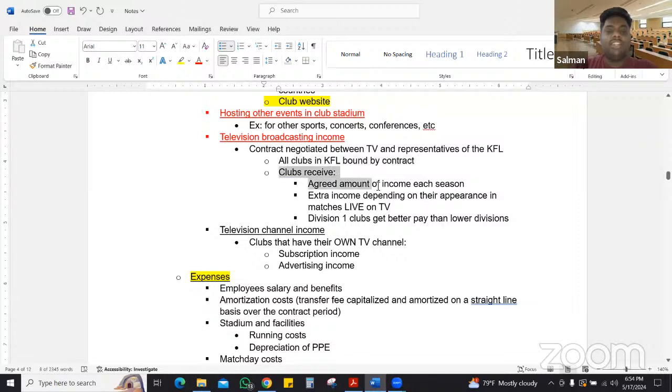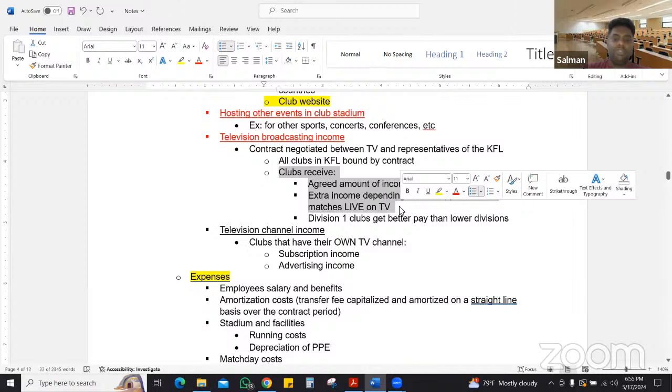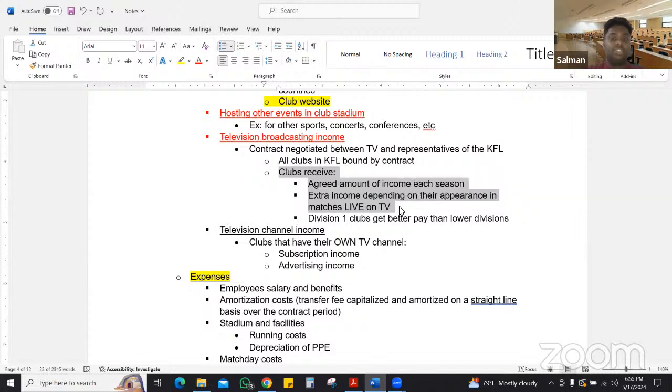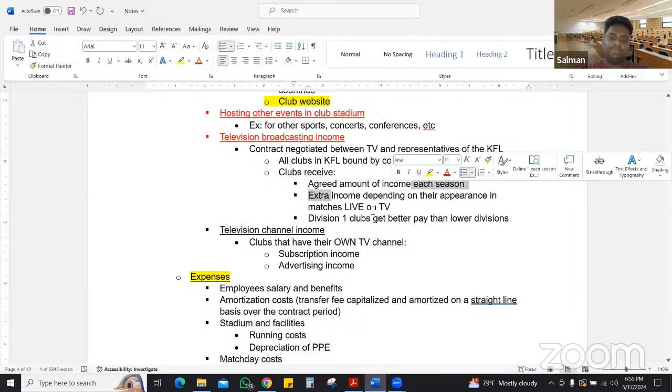The clubs receive an agreed amount of income each season. The TV channel pays the league and the clubs receive an agreed amount of income each season. Extra income will be obtained depending on the appearance in matches live on TV. Now see, let's say there are 18 clubs in each division. The club that is promoted to the finals and the club that gets out earlier, their presence in the competition is different, right? The club that gets out quickly has less presence. The club that goes to the finals has more presence. So based on their presence, they will get extra income.